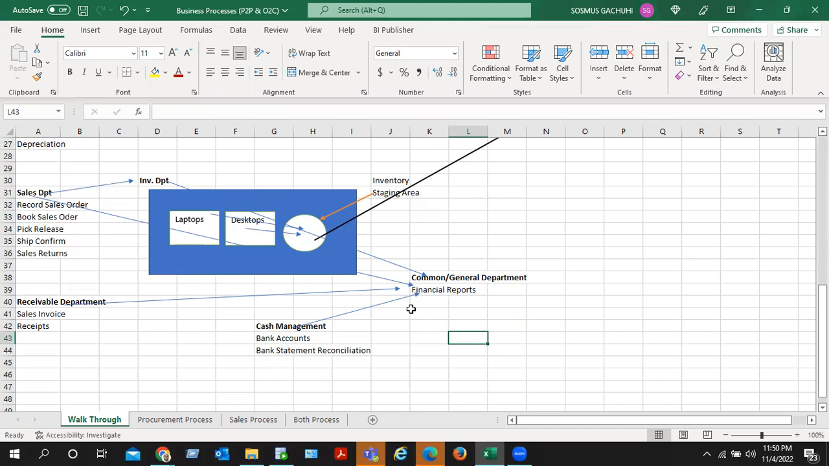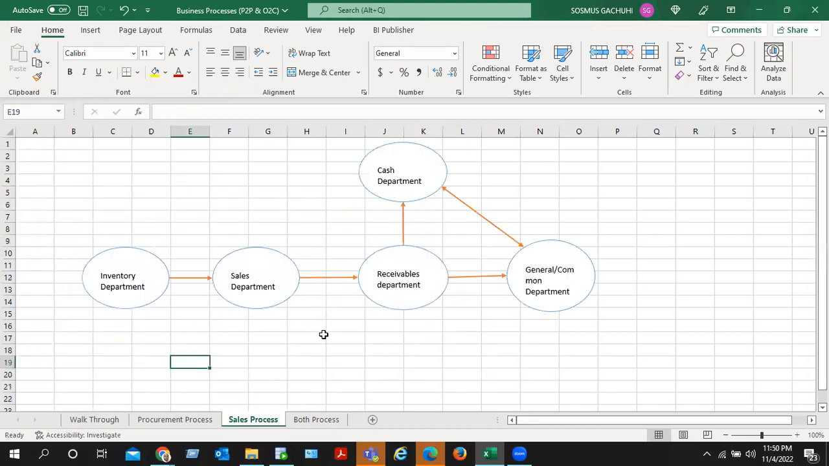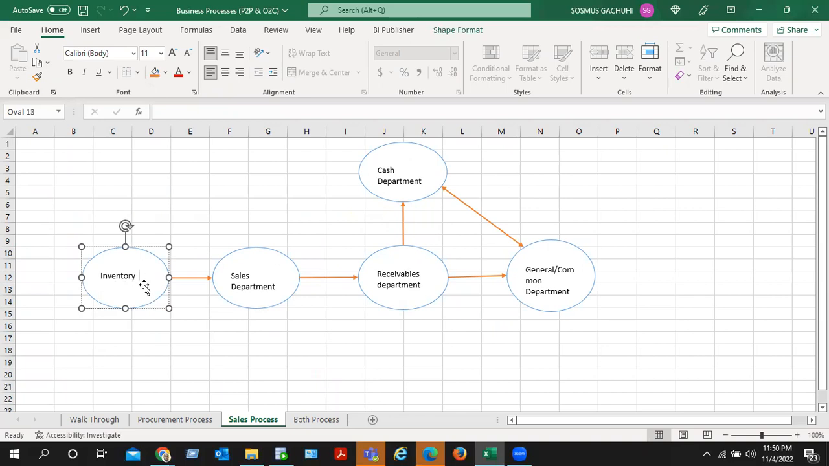And at the end of the day, we also have a flow diagram for the same, whereby we have the inventory department. Of course, this one we had seen from our previous P2P cycle or process, whereby we have Oracle inventory, which we refer to as INV.